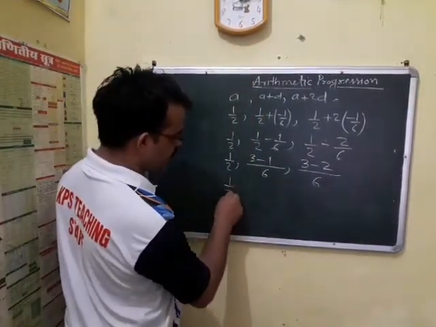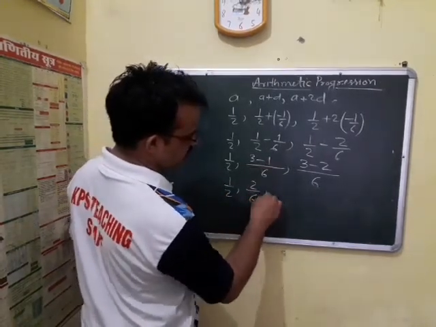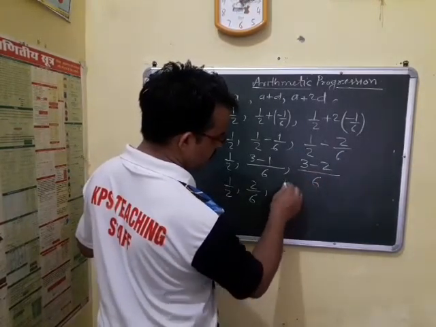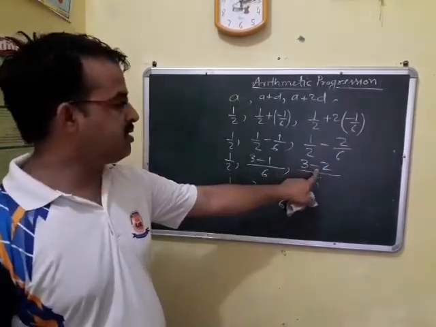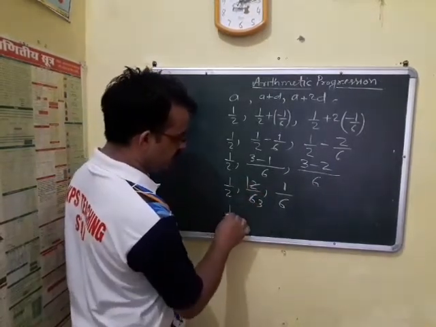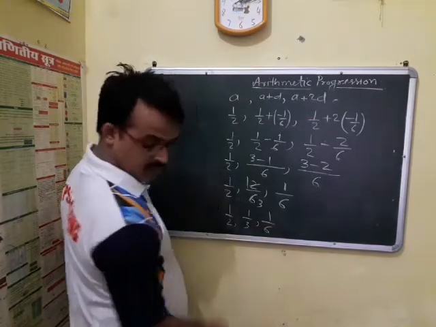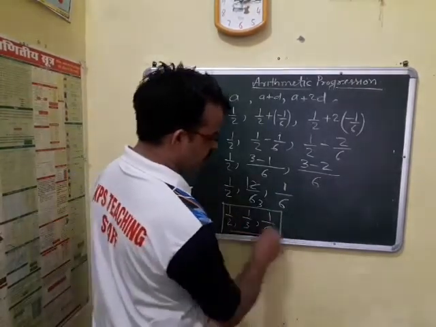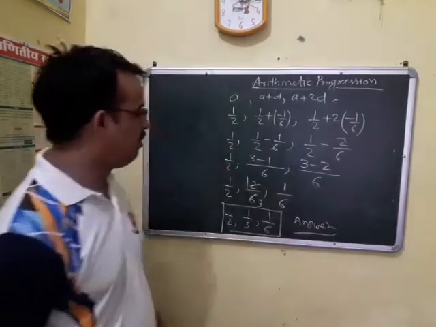1 by 2, and here is 2 by 6, and here is 1 by 6. 3 minus 2, 1 by 6, and this one is right now 1 by 3. 1 by 2, 1 by 3 and 1 by 6. It's your answer. Clear? Your answer. These are three terms of AP.